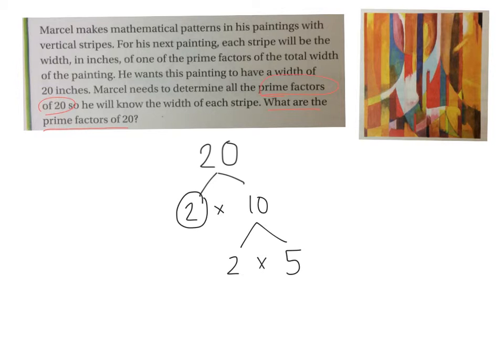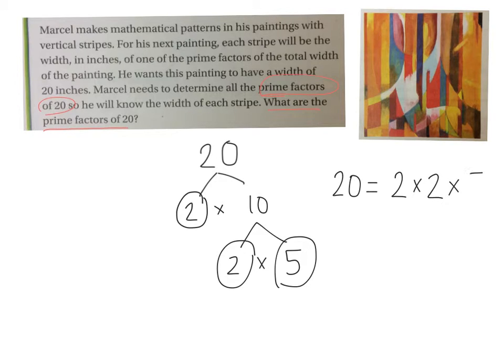Is 2 a prime number? Yes. Okay, that means we have to do what to it? Circle it. Is 5 a prime number? So that means we have to circle it. When all of your factors at the bottom of your tree branches are circled, that means that they are all prime numbers. Therefore, we can say that the prime factors of 20 are 2 times 2 times 5. And then this is how you would write out your answer in a multiplication sentence.